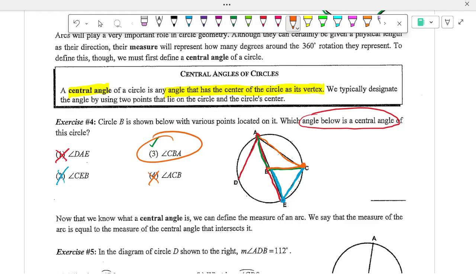Now, another way you could have known is, since the center is B, what has to be true when we name a central angle? Right. The letter of the center has to be in the middle. So that's the only one where B is in the middle, so that had to be our central angle.